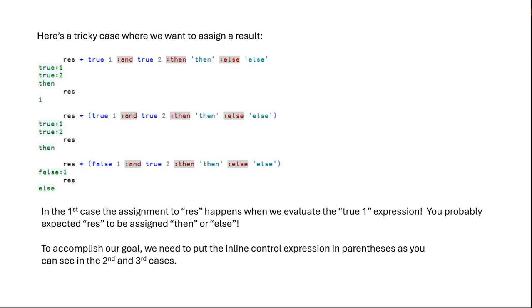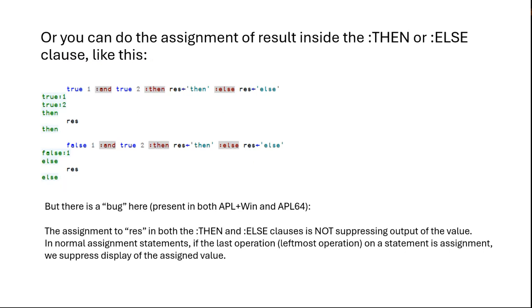And then the third expression simply has, to the left of the and, a false value, which causes the else clause to be executed, and its expression is evaluated there. So we accomplish our goal in the second and third expressions by using the parens around the expression. Now you might also be tempted to use it this way. And you can code it this way, but unfortunately there's a bug here.